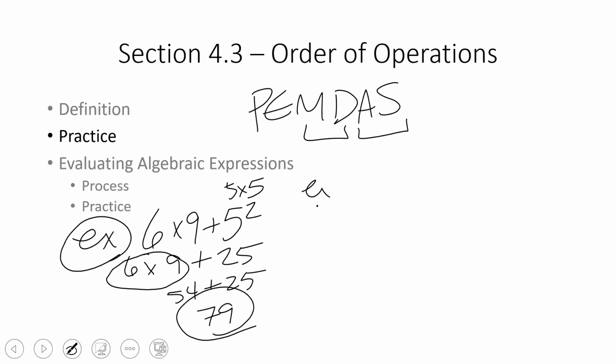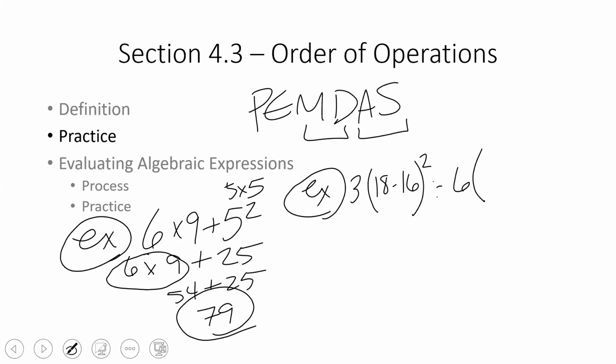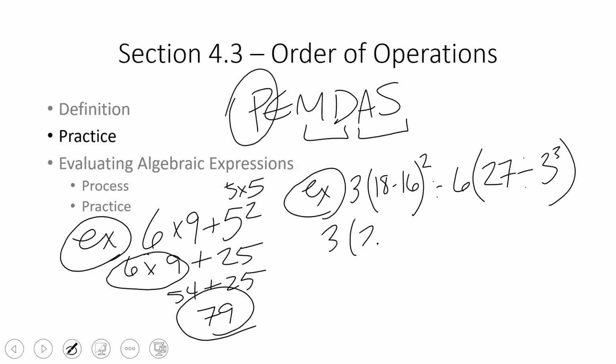Let's do another one here. This one's going to look a little complex at first. 3 times (18 minus 16) squared divided by 6 times (27 divided by 3 cubed). So at first it looks very overwhelming, but just break it down step by step. So we're going to look and see what we have in our parentheses first. So I have 18 minus 16, which gives us 2. And notice I'm not doing anything else here. I'm just doing what's in the parentheses.